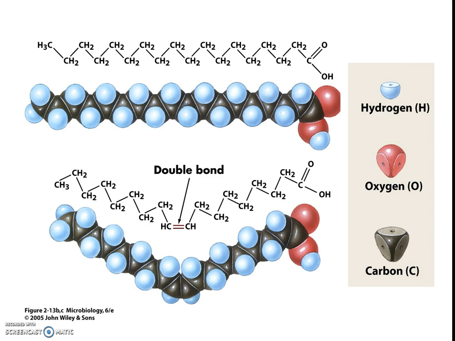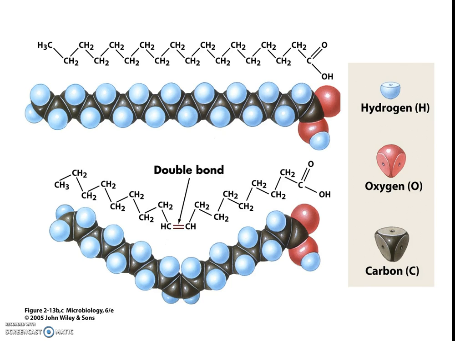Again, looking at the top, is a saturated fatty acid, no double bonds. The bottom fatty acid is actually unsaturated. In this case, it's just one double bond. It is a monounsaturated fatty acid.